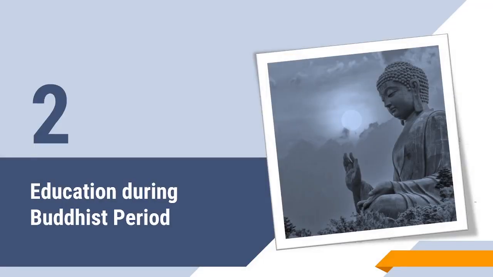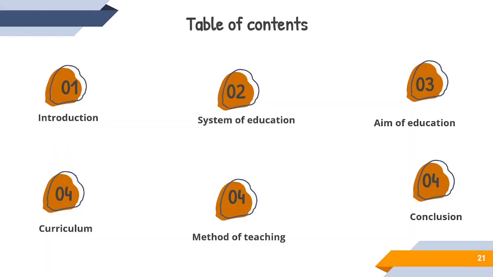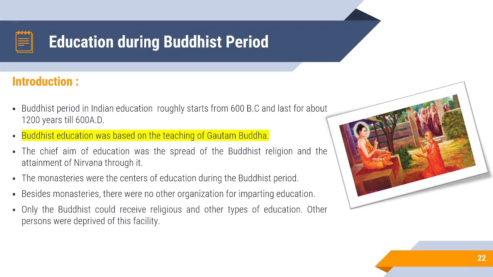Now let's go on to discuss education during the Buddhist period. In this, we'll talk about the introduction, system of education, aim of education, curriculum, method of teaching, and lastly, we'll conclude it also. The Buddhist period in Indian education roughly started from 600 BC and lasted for about 1200 years, till 600 AD.